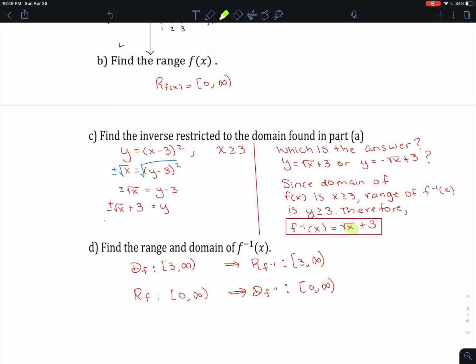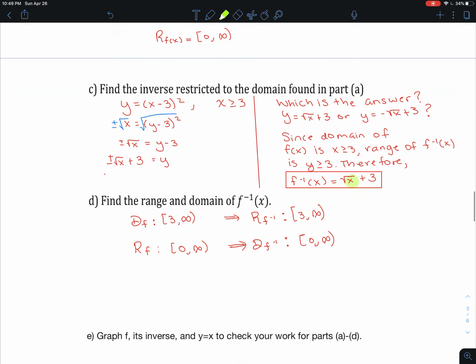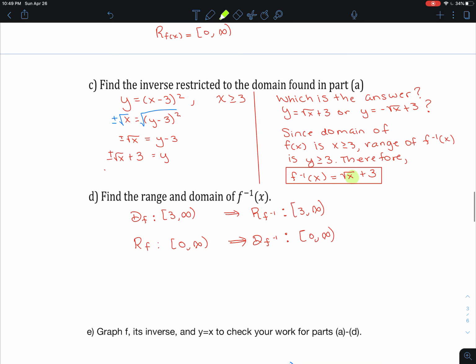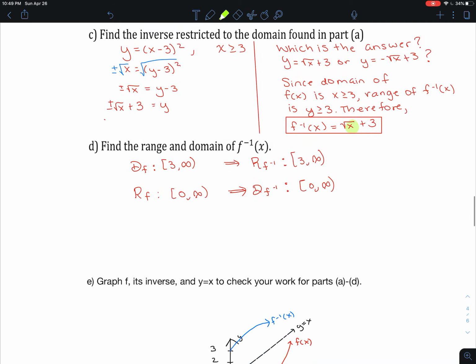Okay, we can also look at our f inverse function. So again, I know that because the x is under a square root, x has to be greater than or equal to 0, and therefore my domain for f inverse is 0 to infinity. Okay, so let's go ahead and move on. Now, for part E, go ahead and graph f and f inverse. Press pause, and once you've done so, resume the video.